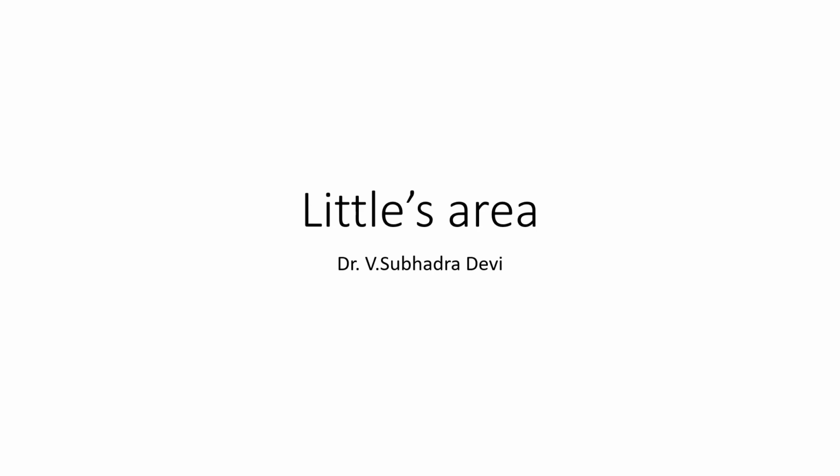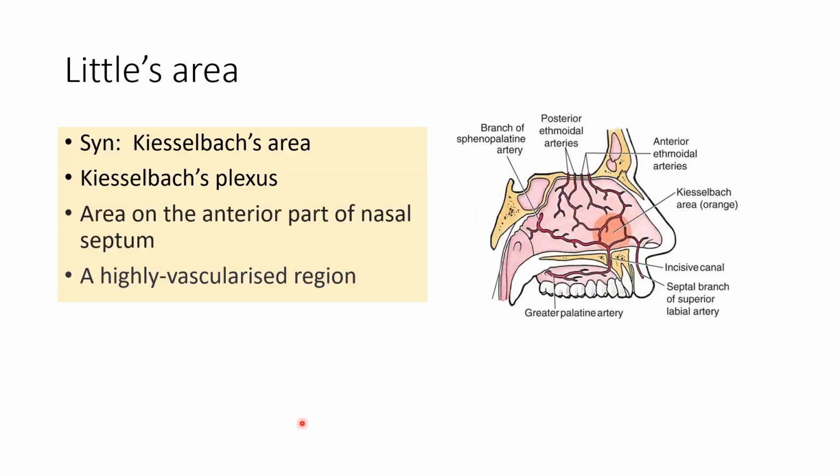Dear students, let us learn about the Little's area. The Little's area is also known as Kesselbach's area. It's an area on the anterior part of nasal septum where a number of blood vessels form a plexus. So it is a highly vascularized region.